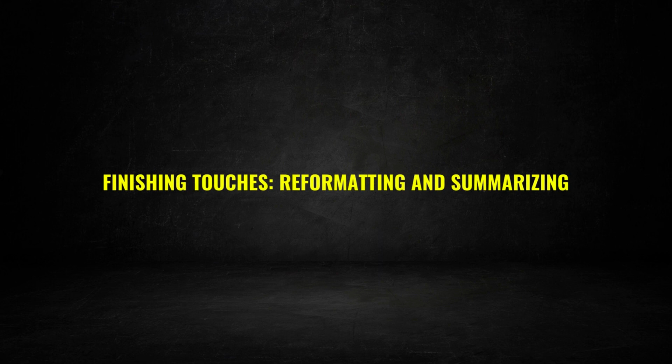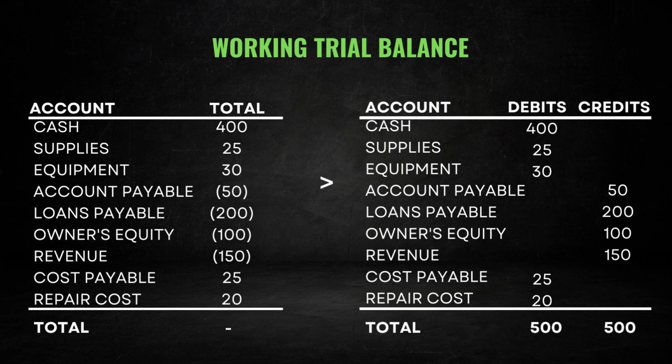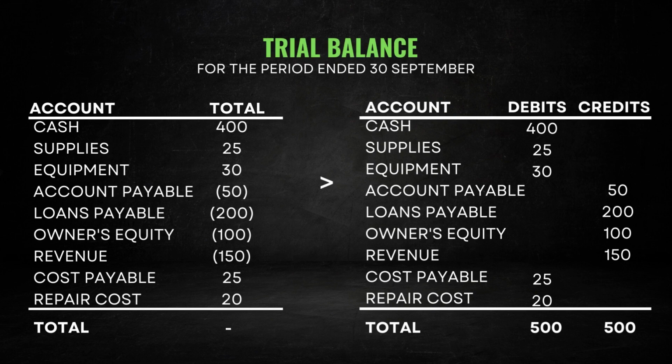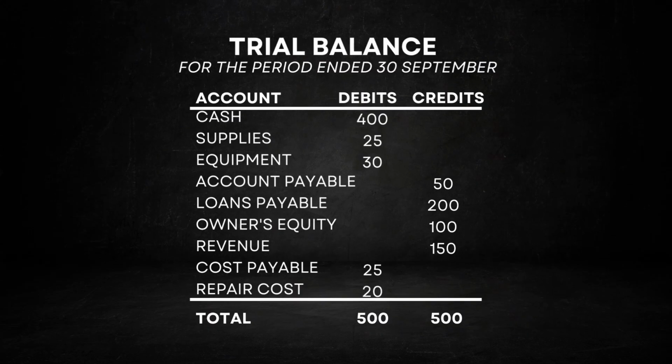Reformat our working trial balance by separating debits and credits into distinct columns. Additionally, let's rename it Trial Balance for the period ended 30th of September. Now, with the debit and credit columns clearly indicated, we have our final trial balance for the September accounting period.